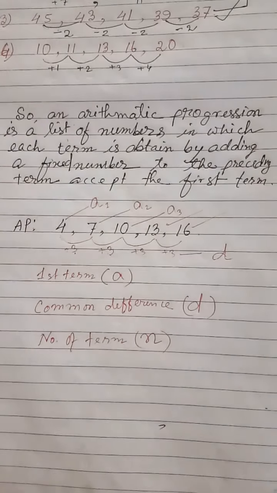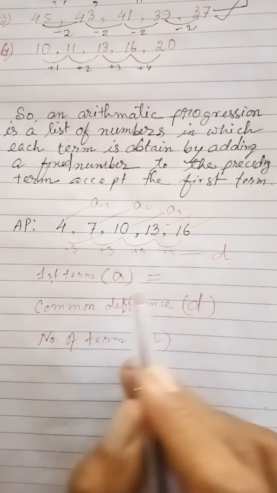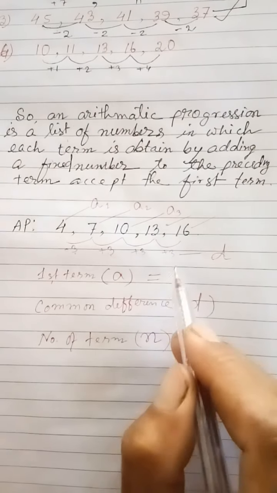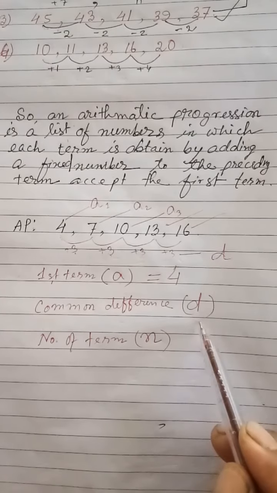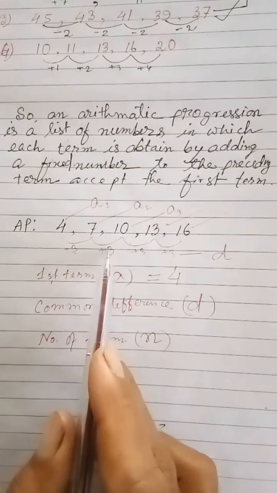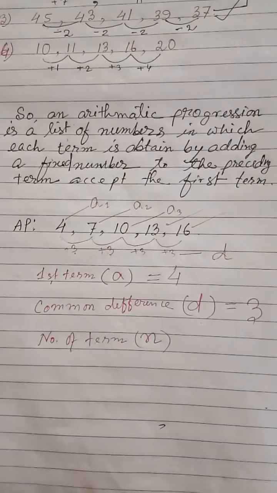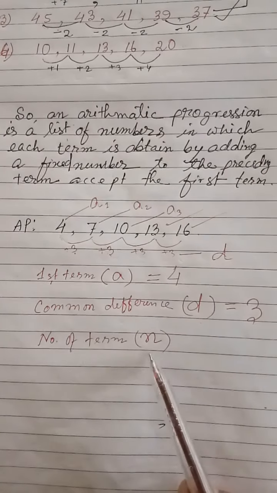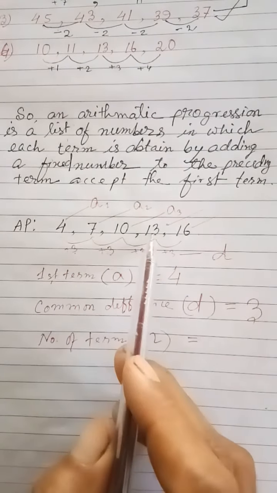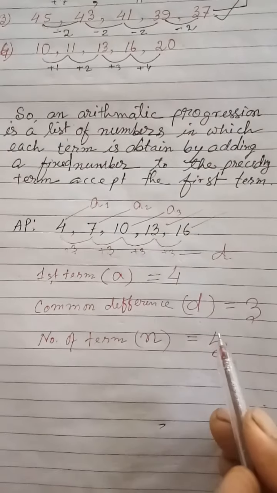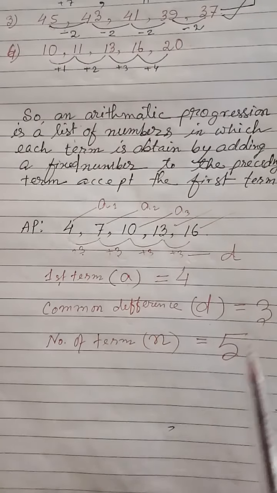So for this example I'll show you what the first term is. Here the A value is 4 because the first term is 4. What is the D value here? D means common difference. Here the D value is 3. And the number of terms, that is N. What is the N value here? How many terms are here? 1, 2, 3, 4, 5. So N is 5. So you have to know all this notation.